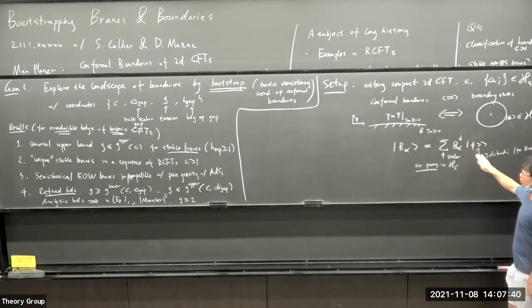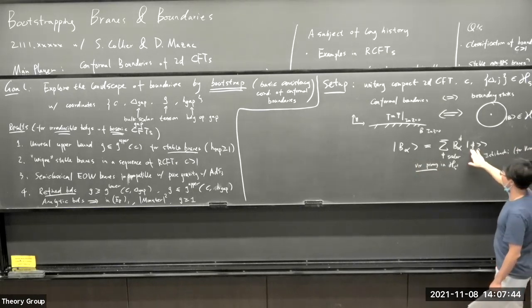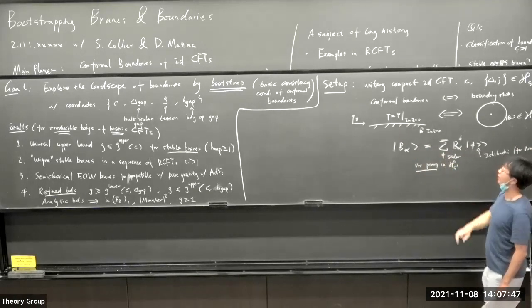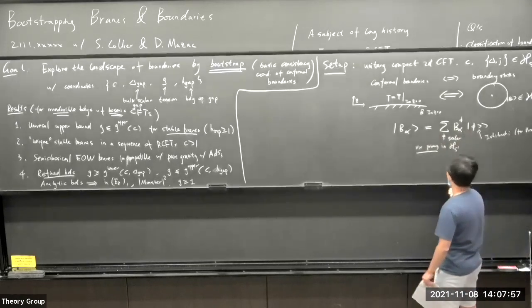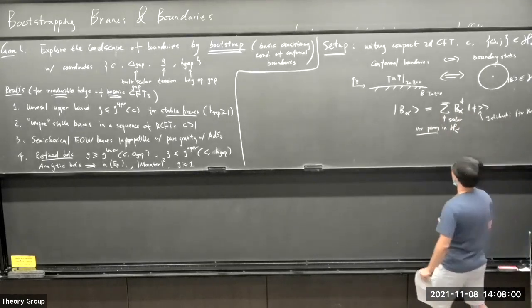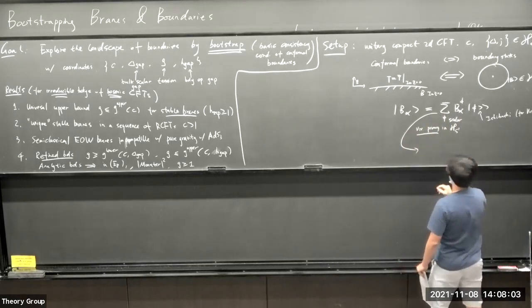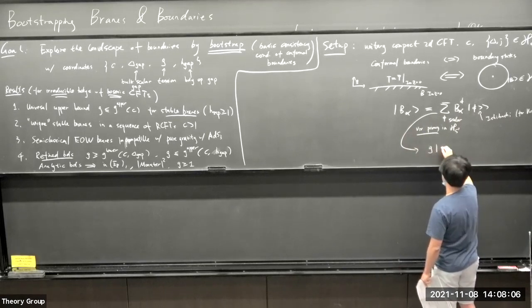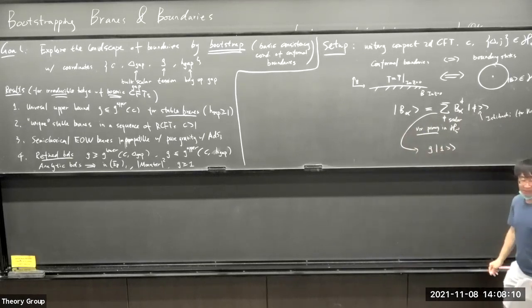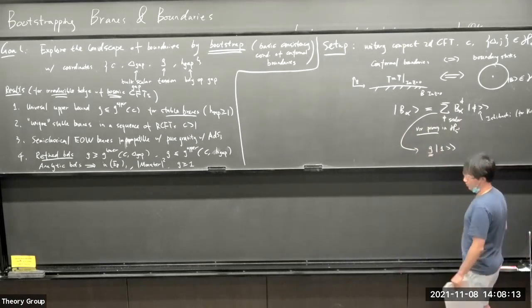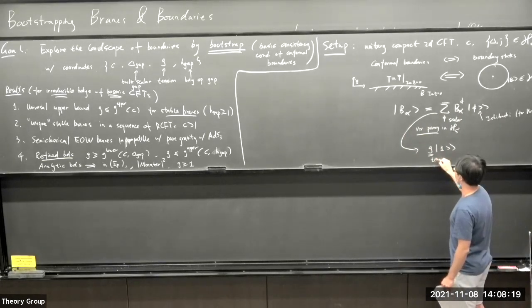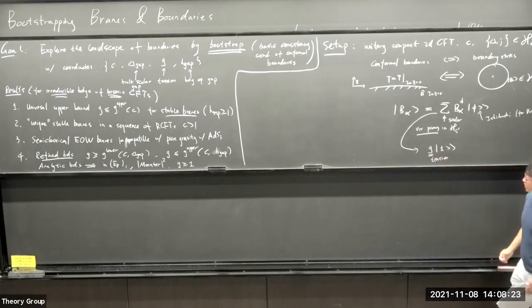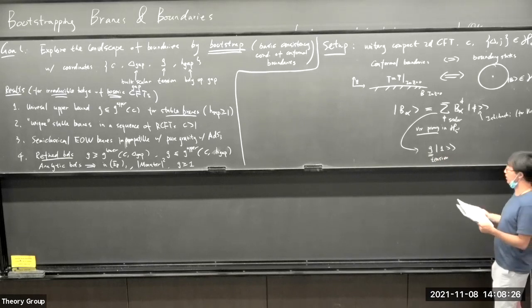And the reason the Ishibashi states give you nice spaces is that this set of states already satisfies the gluing condition. So the further constraints coming from the consistency of the CFT will be constraints just on these coefficients. And here I should note that there's an important term in the expansion: the coefficient multiplying the Ishibashi state corresponding to the identity. That coefficient is precisely the tension of the boundary, the tension of the brane, which provides one of the coordinates for this landscape that we're trying to carve out here.